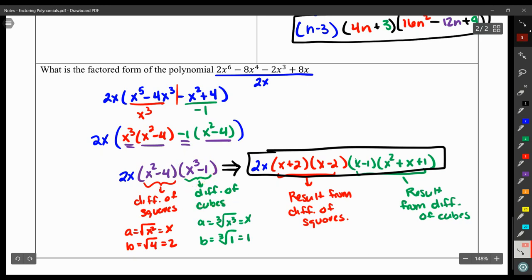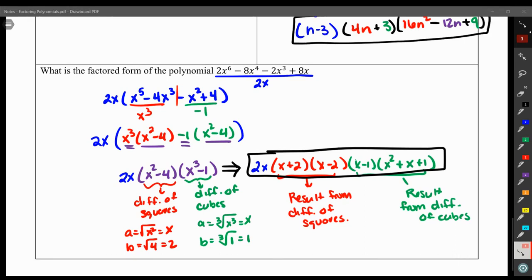Keep this flowchart handy. This flowchart will be very helpful in learning how to factor polynomials.